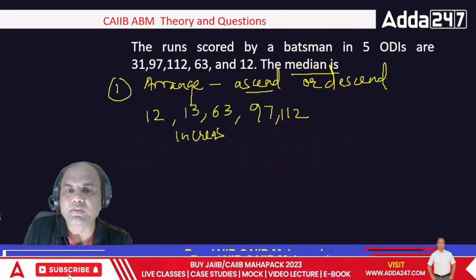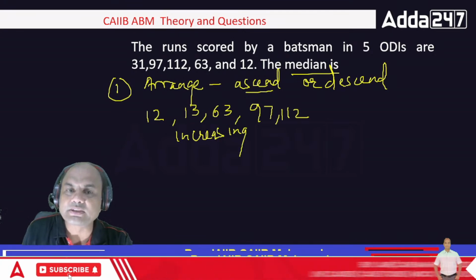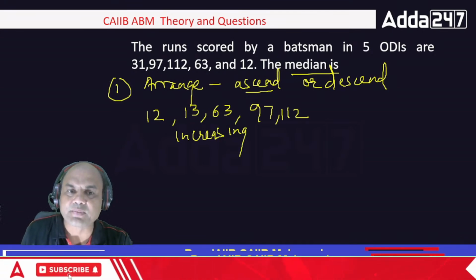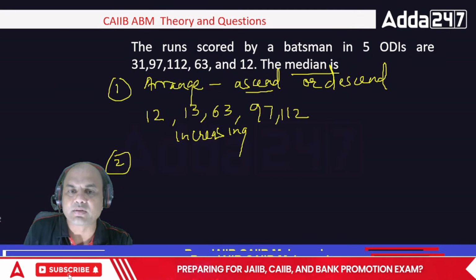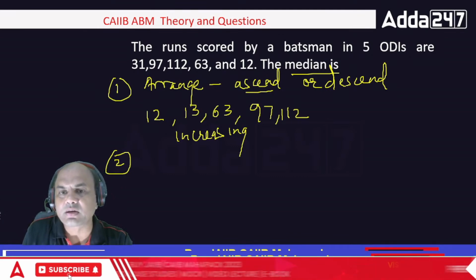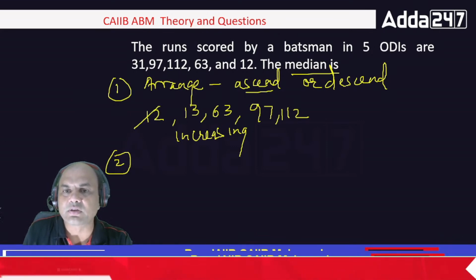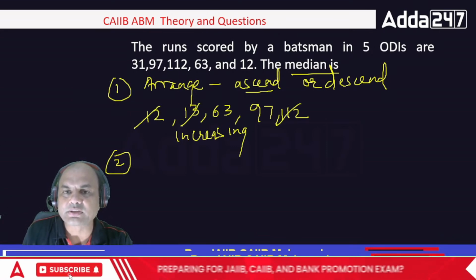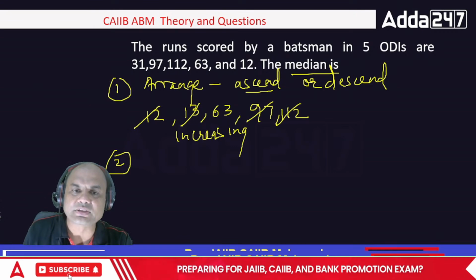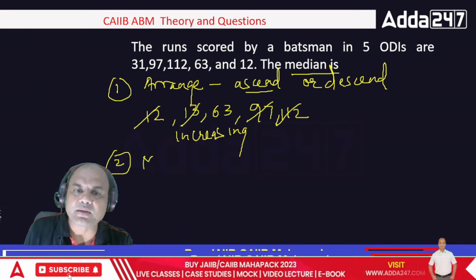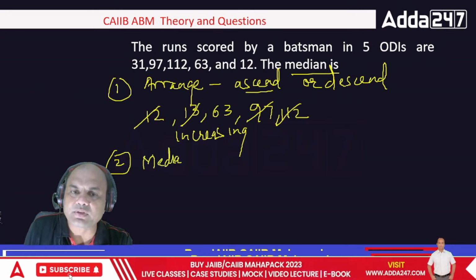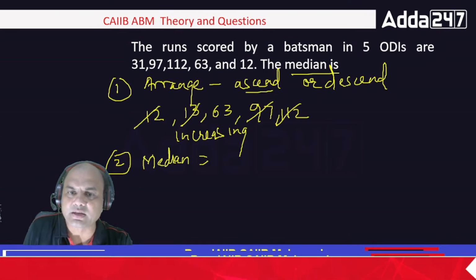So what is the formula for median then? Once you arrange them in increasing order, the second step is to find the central number. Which is the central number over here? First gone, last gone, second gone, second last gone, this one is remaining. So 63. So my median becomes 63. Median equals the central number, 63.